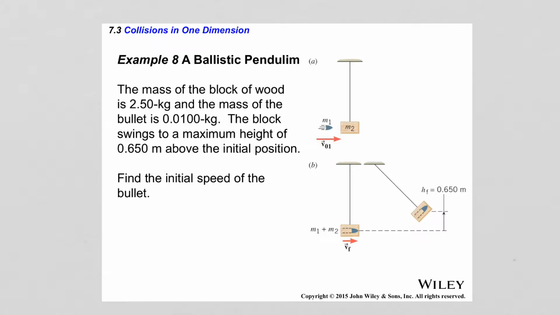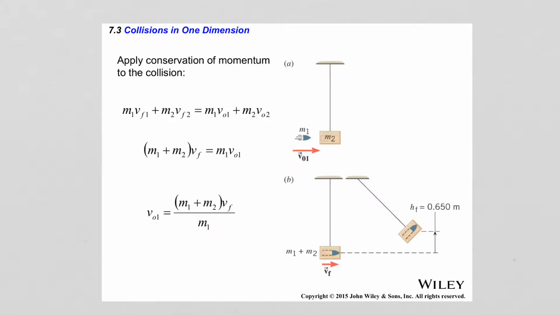To solve this problem, two principles are used. First, we use conservation of linear momentum, and also in parallel to that, use conservation of kinetic energy. Let's first apply conservation of linear momentum. So for the system of bullet and block, the initial momentum must be equal to the final momentum.